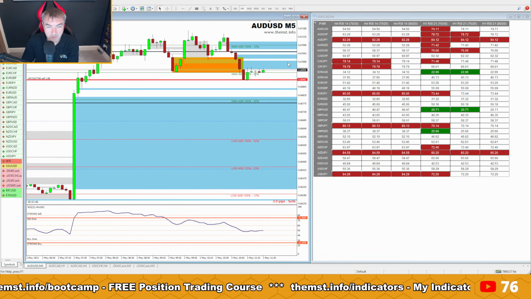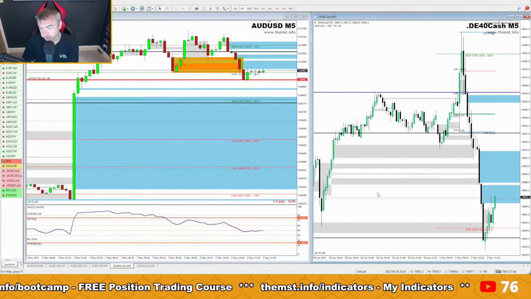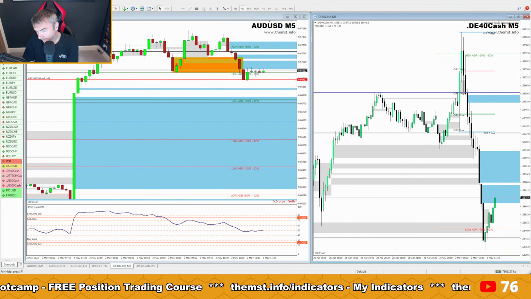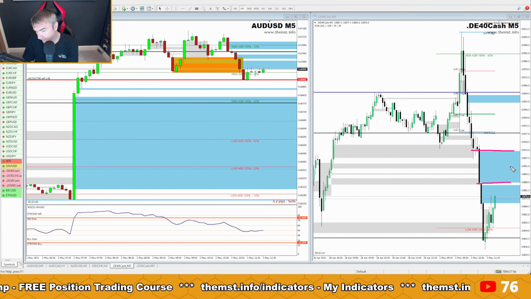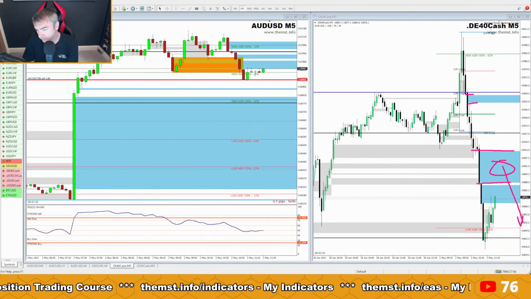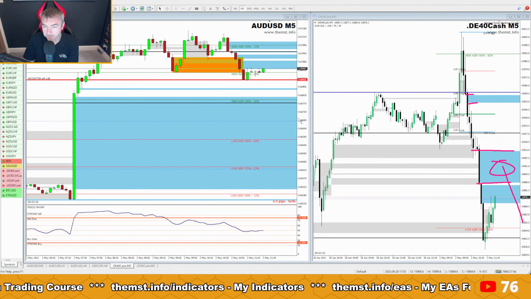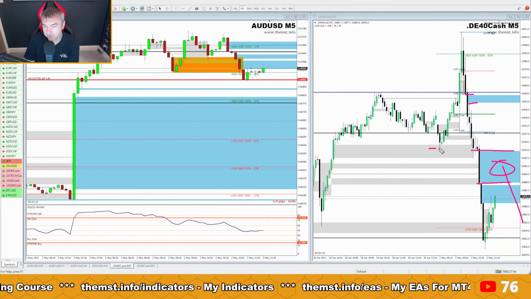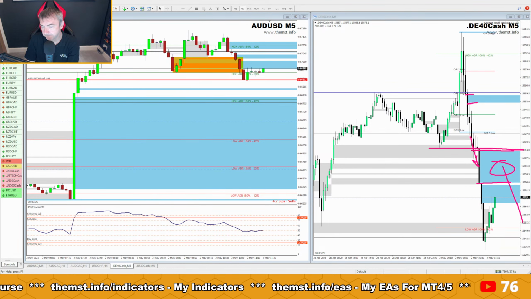So I was just watching the DAX. Watch that area on the DAX, potentially. We've got that little gap fill there, but potential shorts out of that. That's the break on that area there.